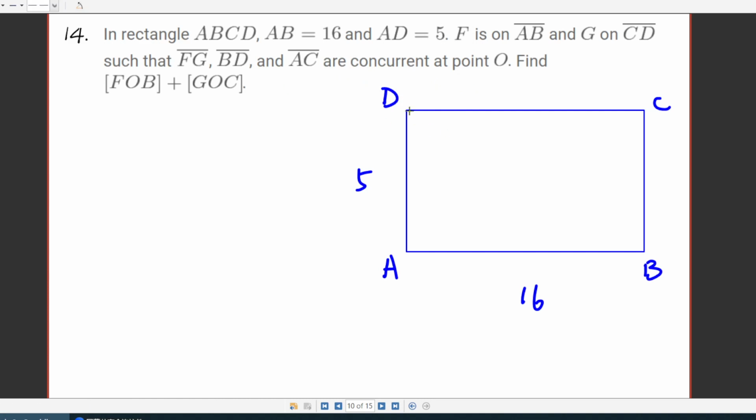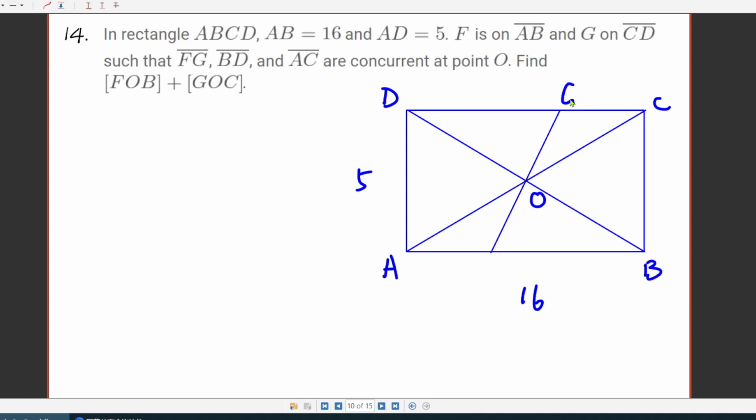Okay, let's connect BD. AC and BD cross at point O, right? And we have another segment GF, which also crosses this point. So let's call this G, this F. F is on AB and G is on DC. We need to find the area of FOB plus GOC.